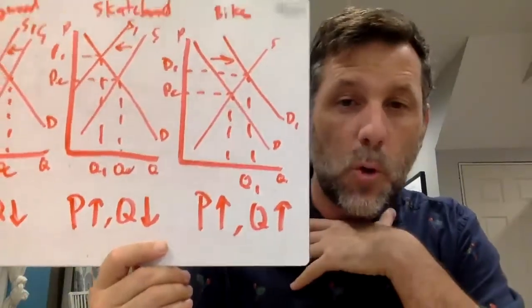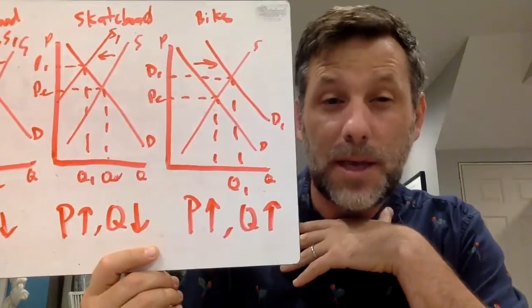Put my arrow in there. Put my new demand curve. Find my new equilibrium. Price goes up, quantity goes up because demand increased.